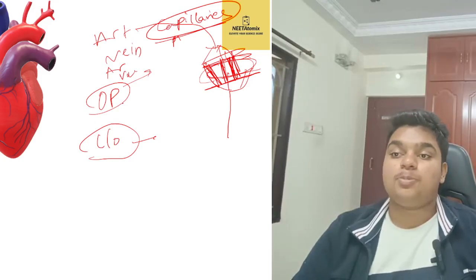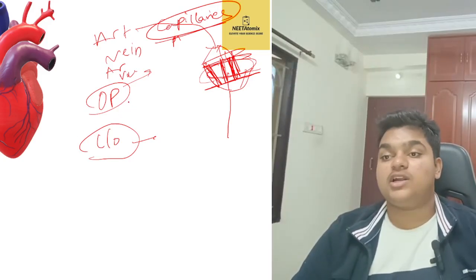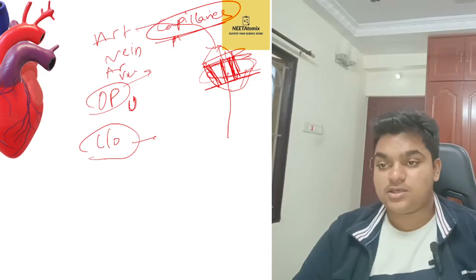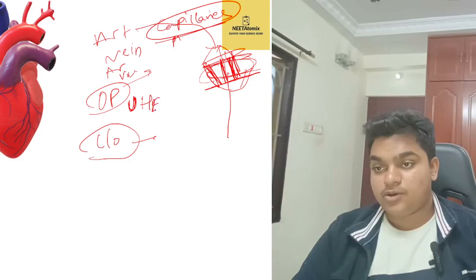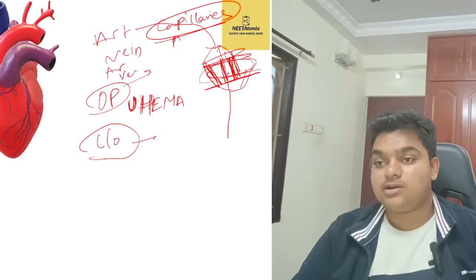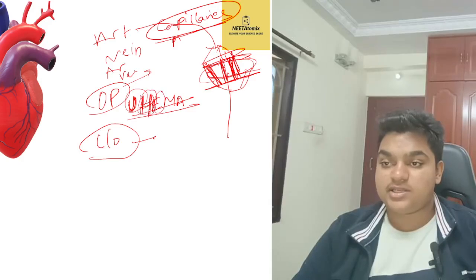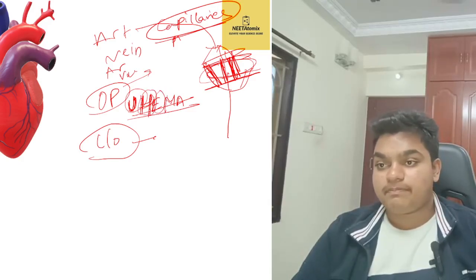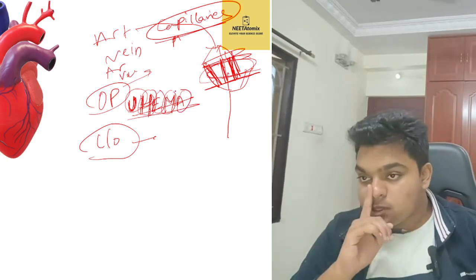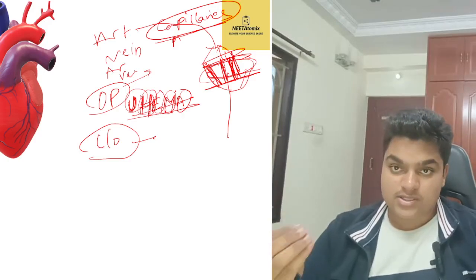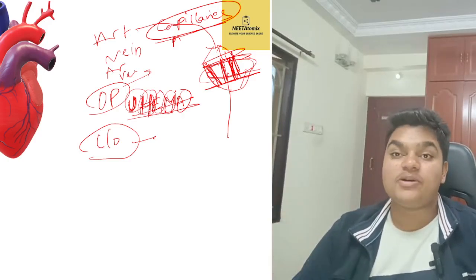Now, open circulation is present in organisms such as urochordates. So remember this trick, euhema. This is my trick which was taught by our sir. Urochordates, hemichordates, echinoderms, mollusks, and arthropods. These five phyla or subphyla contain open circulation.